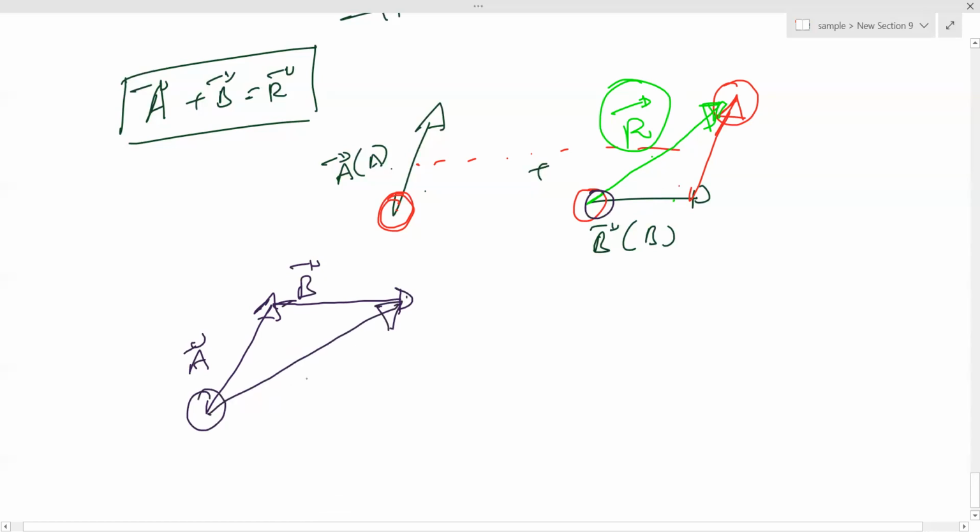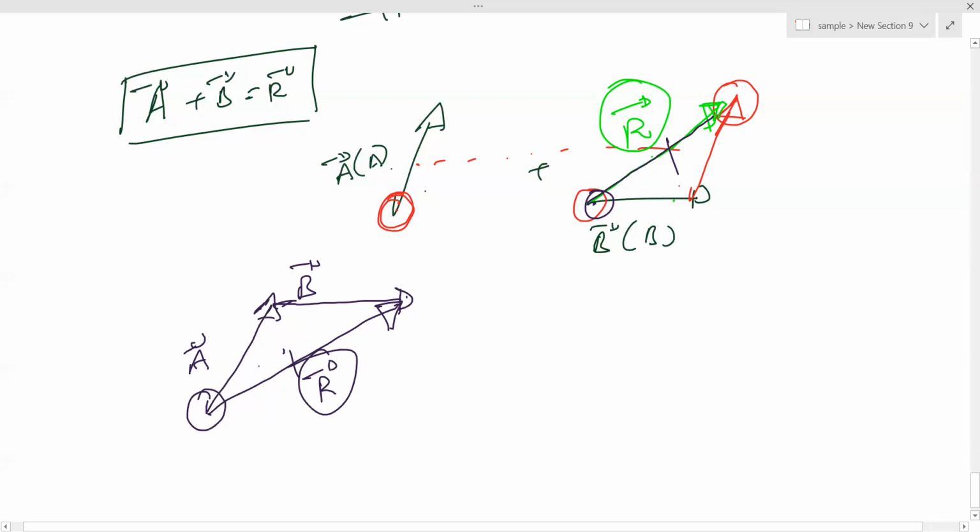Carefully observe. This one and this one will have the same length and the same direction also. They both are parallel. In my drawing it might not be exact, but in reality they will be. So this way also you can add. This is also the resultant vector. Either one vector you can shift or both vectors you can shift.